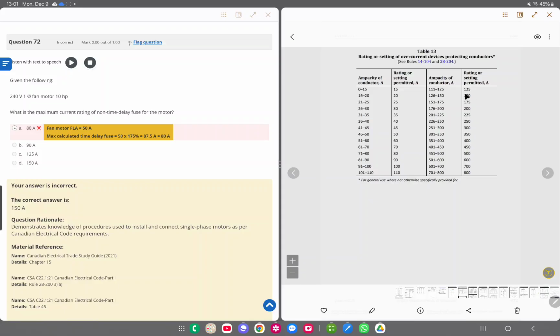Yeah, it's not in a range. This is a standard size. So we're gonna go with that. We're gonna stay. So the answer is 150.